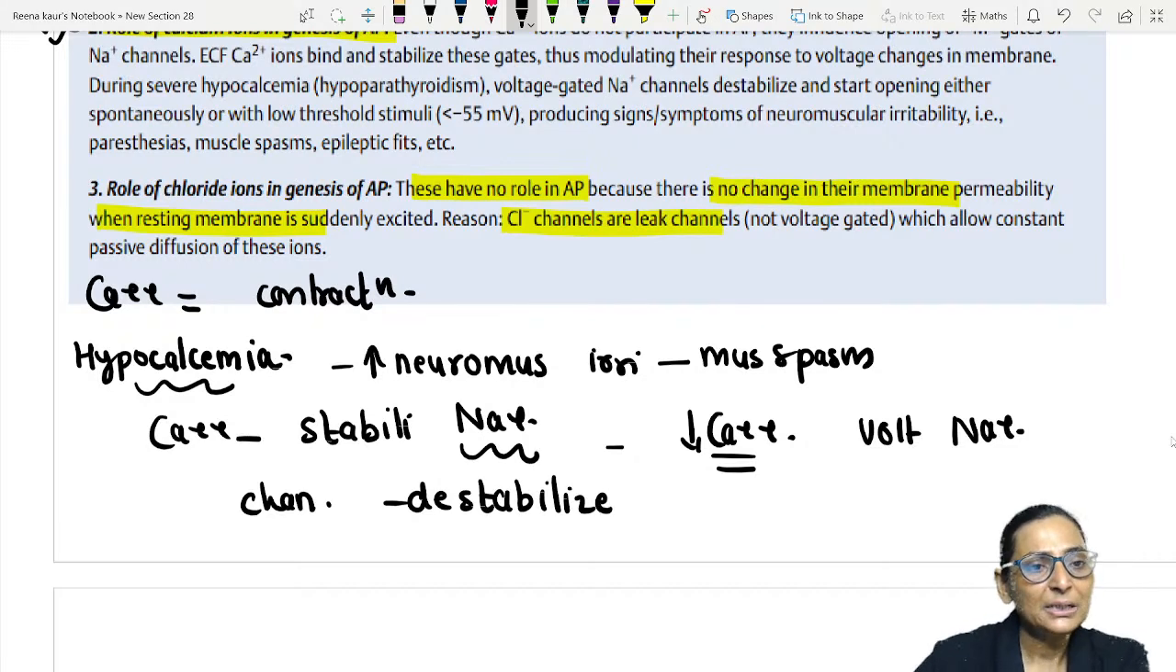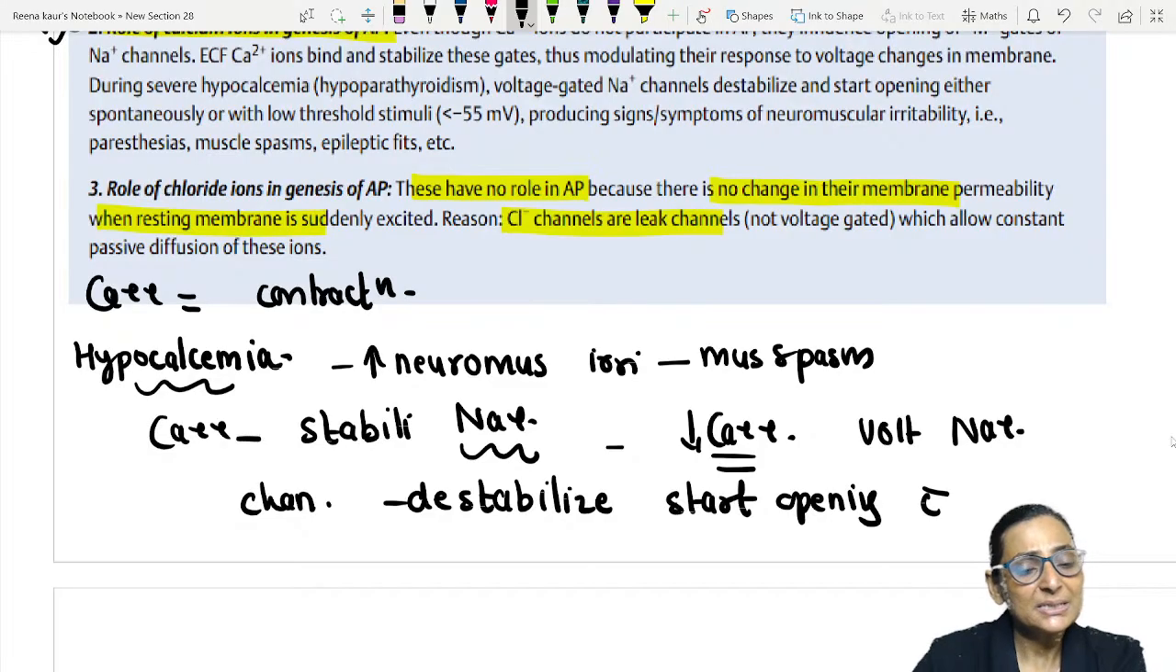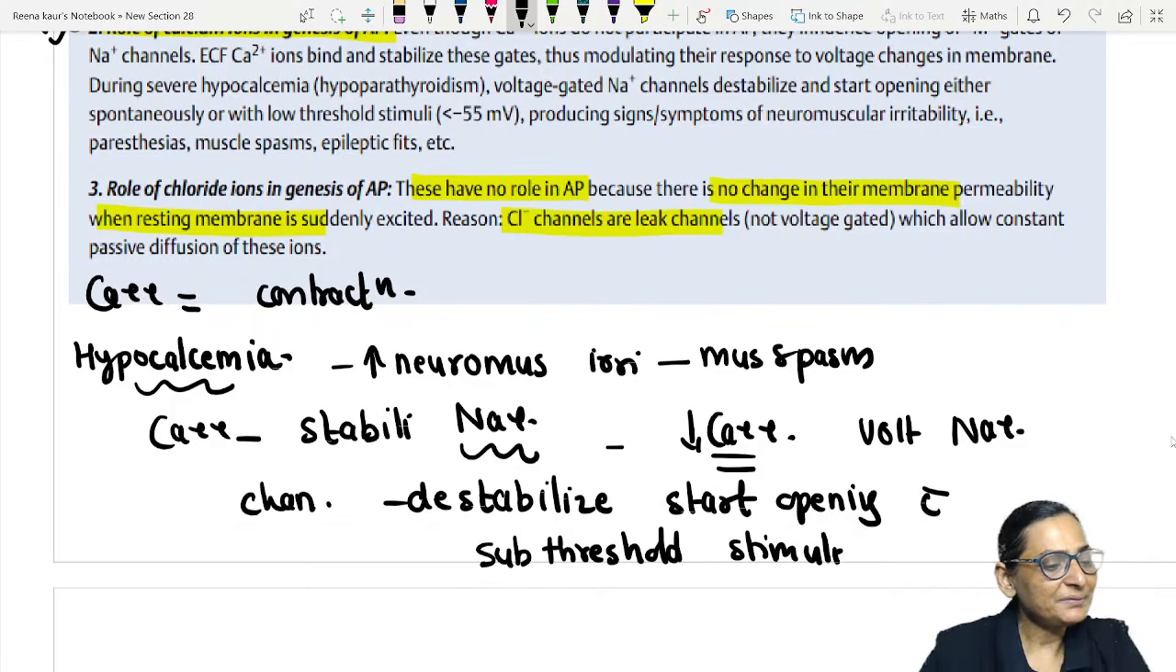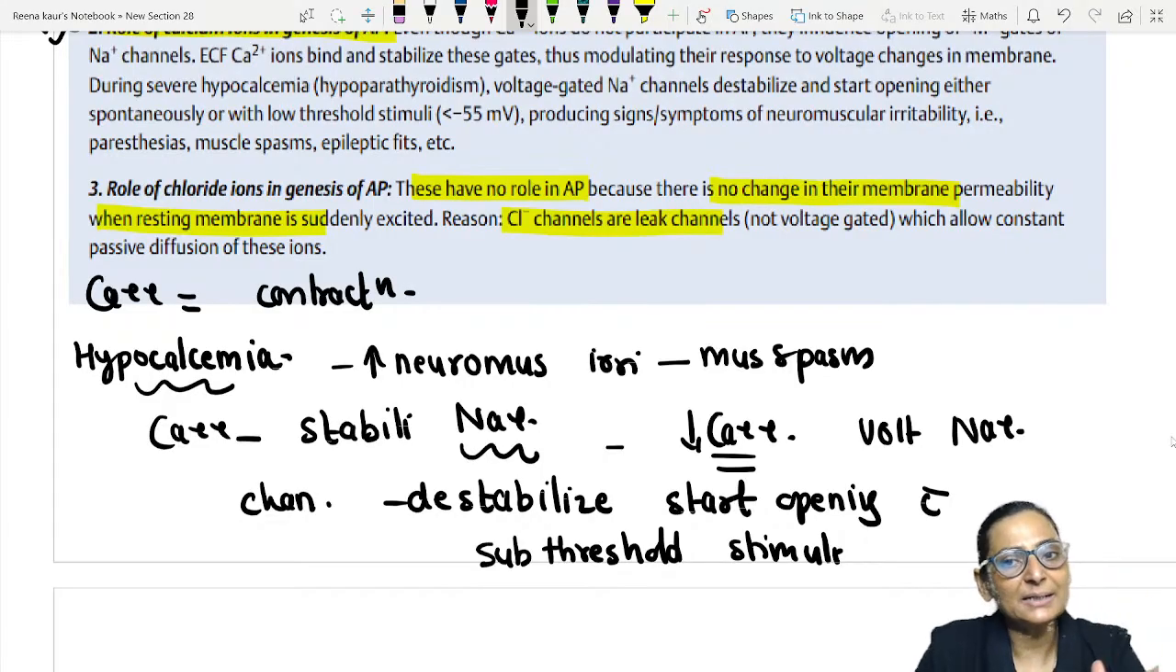And what will happen? They will start opening, even with subthreshold stimuli. Even if there is a small change in the membrane potential, they will open and result in this neuromuscular irritability, paresthesias, or the muscle spasm.